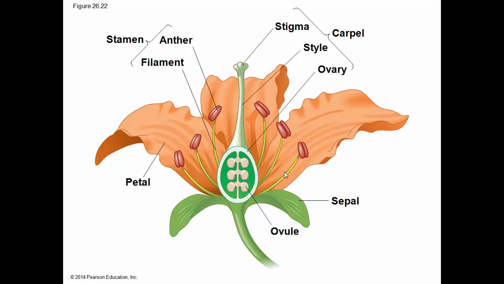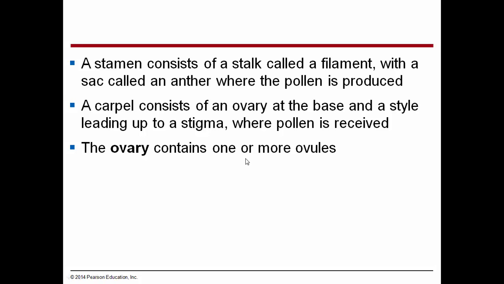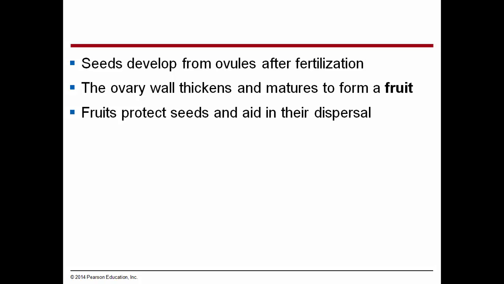And then that's what becomes the seed, down here. So if you cut an apple across, and you see it's got a 5-part symmetry, those are the ovules of the apple. They will be produced into the seeds. The stamen consists of a stalk called a filament with a sac called an anther, where the pollen is produced. A carpel consists of an ovary at the base and a style leading up to a stigma where the pollen is received. The ovary contains one or more ovules. Seeds develop from ovules after fertilization.